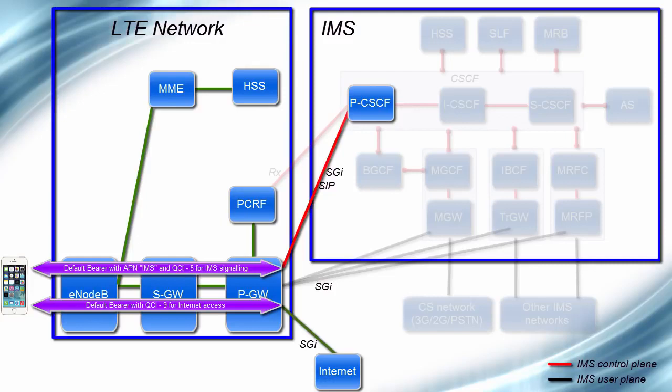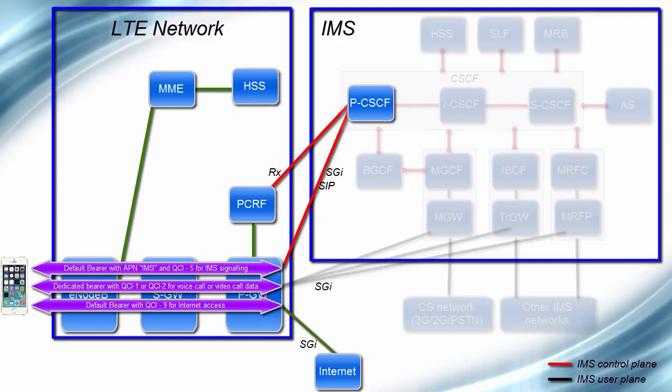PCSCF is connected to PCRF and LTE network through Rx interface. PCSCF uses the Rx interface to inform PCRF about the need for establishment of dedicated bearer for video or audio call data flow. PCRF further talks to PDN gateway, and then PDN gateway triggers establishment of dedicated bearer for user plane of voice and video call. This dedicated bearer has QCI 1 for voice call data and QCI 2 for video call data.